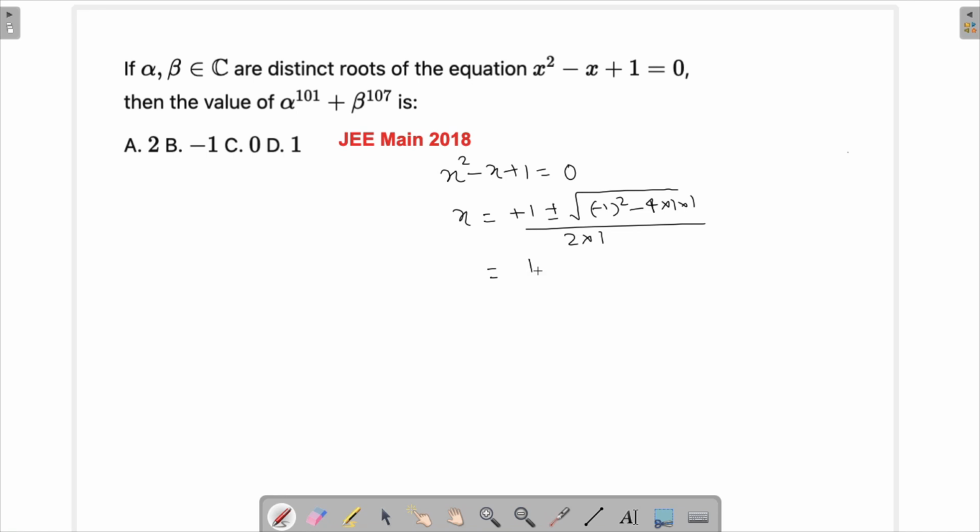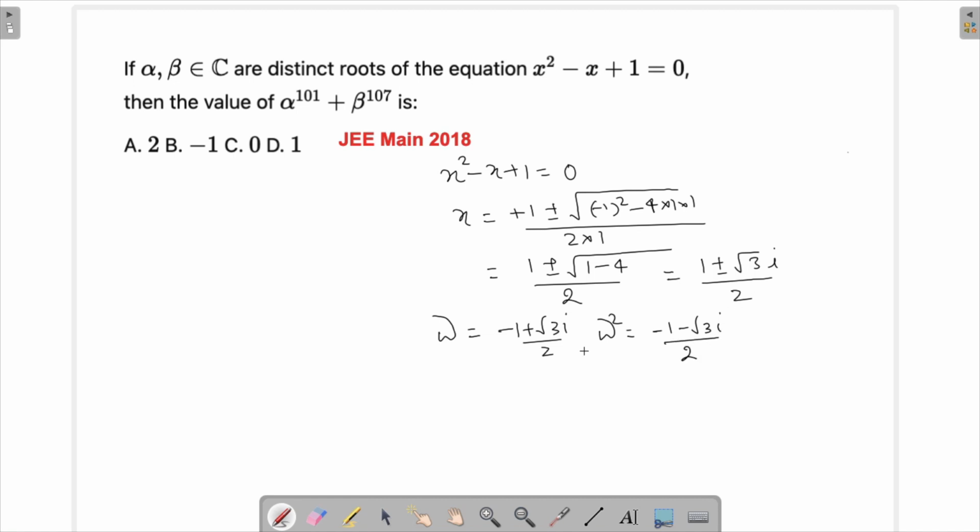Then I get 1 plus minus root of 1 minus 4 upon 2, and then I get 1 plus minus, I could write it as minus 3 or root 3i, upon 2. If I look at this very closely, and also remember the cube roots of unity, we remember that omega is actually written as minus 1 plus root 3i by 2, and omega square is written as minus 1 minus root 3i by 2.